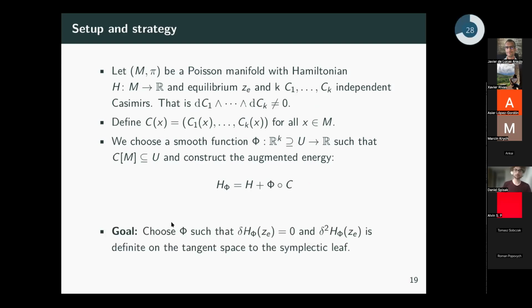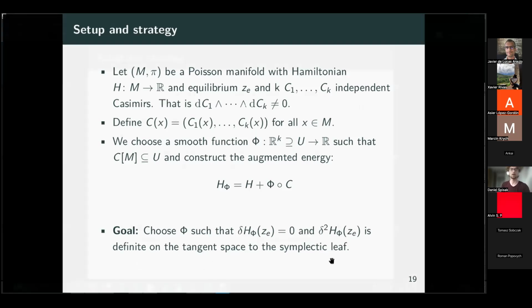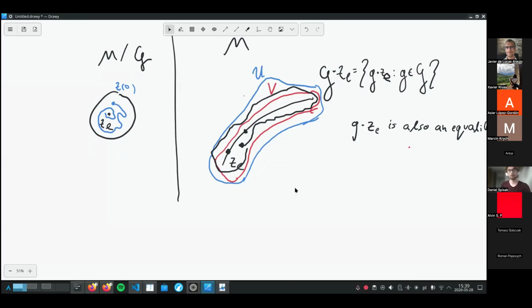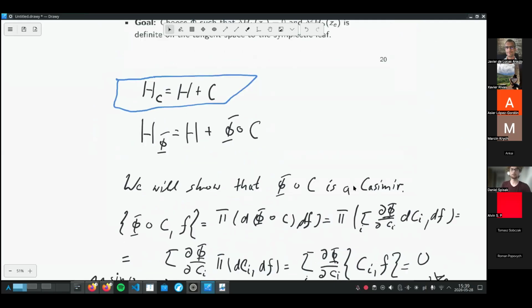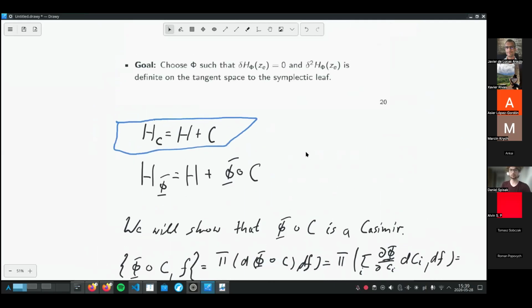The goal is to choose phi such that the first variation evaluated at the equilibrium point is 0, and the second variation is definite on the tangent space to the symplectic leaf. Okay, if you have probably heard about the Energy-Casimir method, you have probably heard about this formulation. We have a Hamiltonian, we just add a Casimir, it is okay.